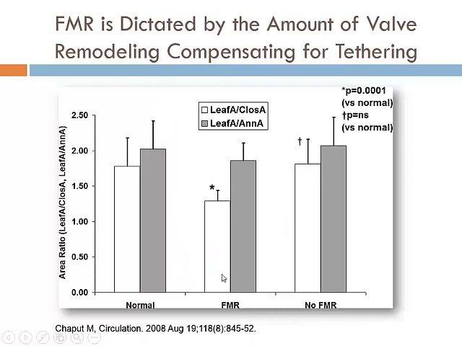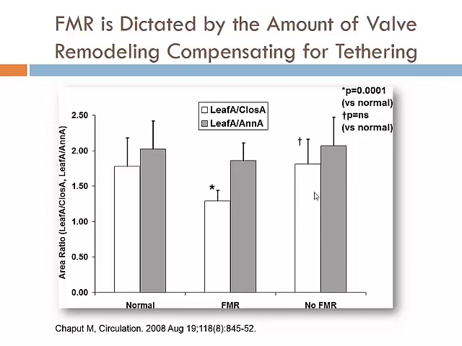And this is work, again done by Miguel Chaput, on patients, this time, that have functional mitral regurgitation, measuring leaflet area and the closure area. And you can see that if you take the patients that have global remodeling and have functional mitral regurgitation, the ratio between leaflet area and closure area is much smaller in those patients as compared to the patients that do not have functional MR.